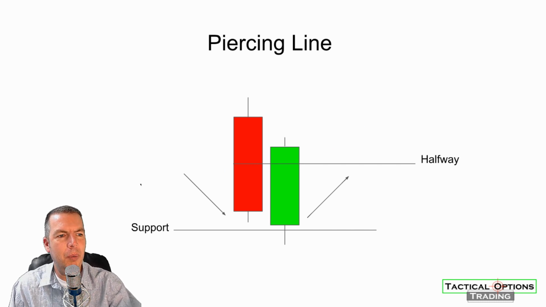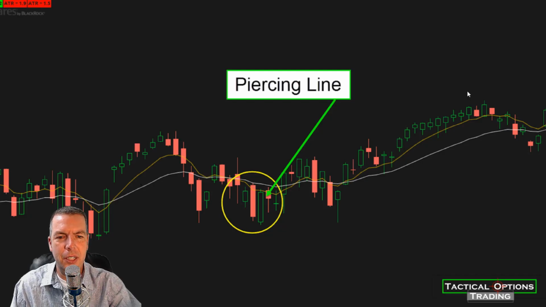So let's take a look at what that looks like on an actual stock chart. So you can see here's a piercing line. We had that previous down day candle followed by a piercing line up day, and we can see that up day closed above the midway point of that previous day.